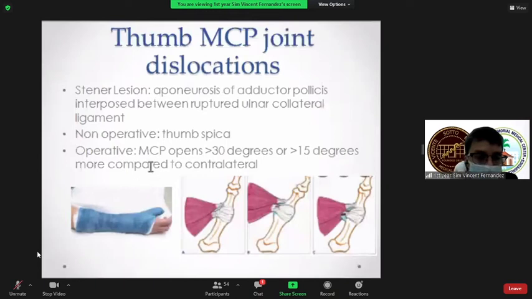For the thumb metacarpophalangeal joint dislocation, important to discuss here is your Stener lesion. Your Stener lesion is when your ulnar collateral ligament is interposed on your adductor pollicis aponeurosis, so it is interposed dorsally. The implication is that it causes delay in healing, which could affect the function of your thumb, thus requiring surgery. For the non-operative, we apply a thumb spica. And for the operative, indications include when your MCP joint opens greater than 30 degrees or more than 15 degrees from the contralateral side.